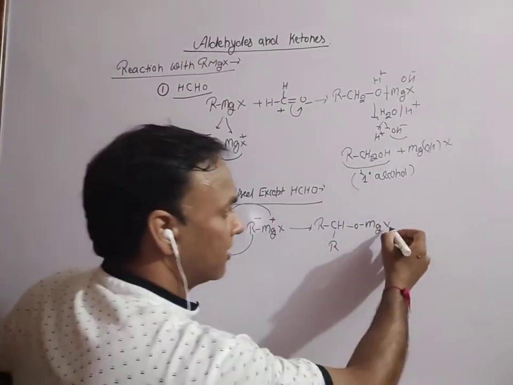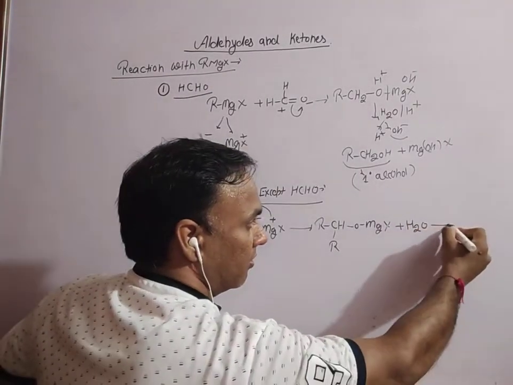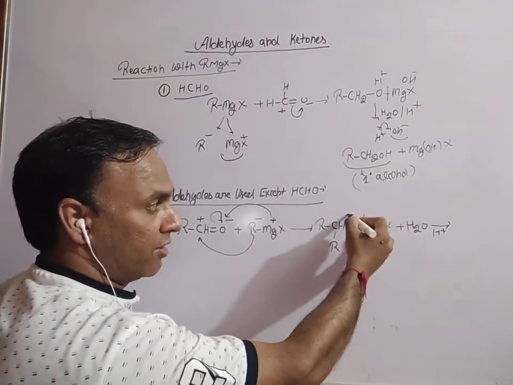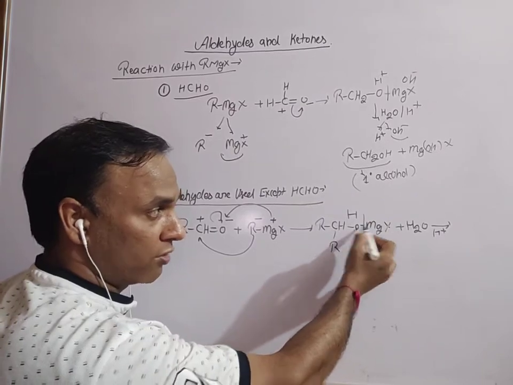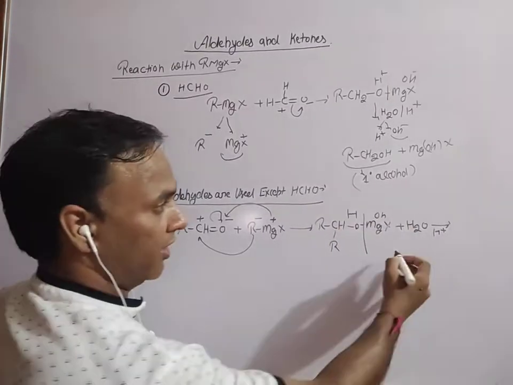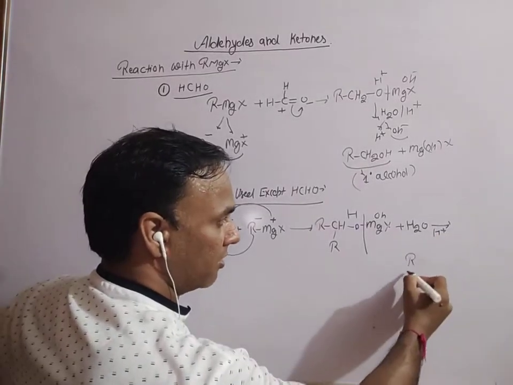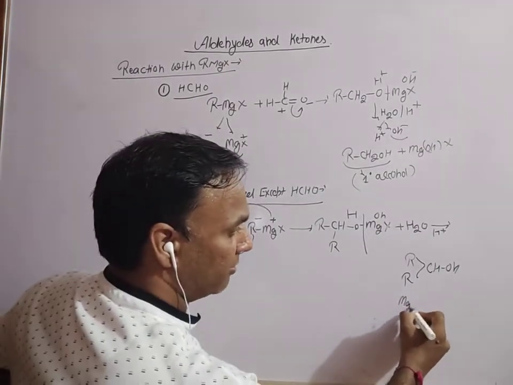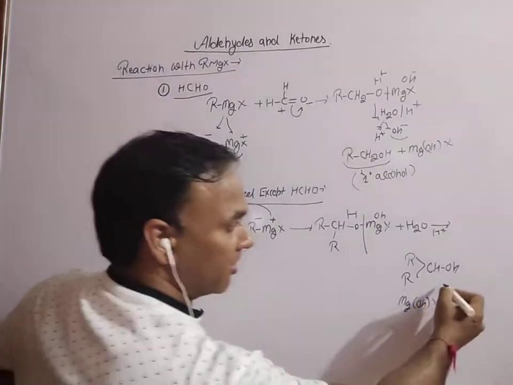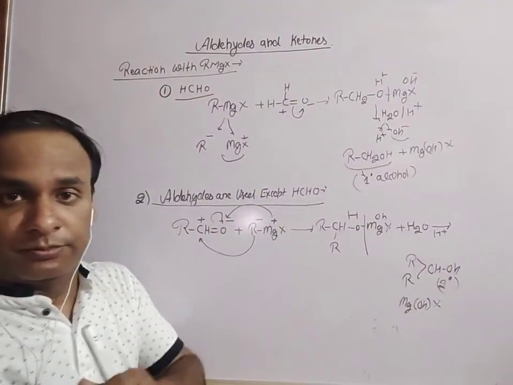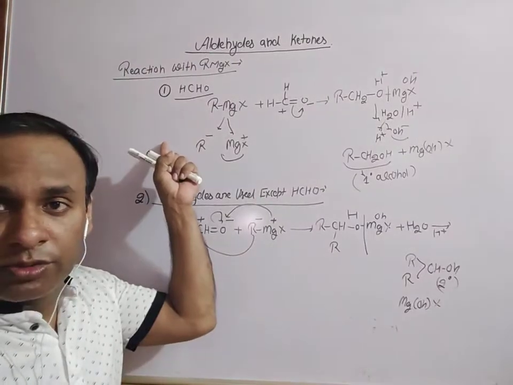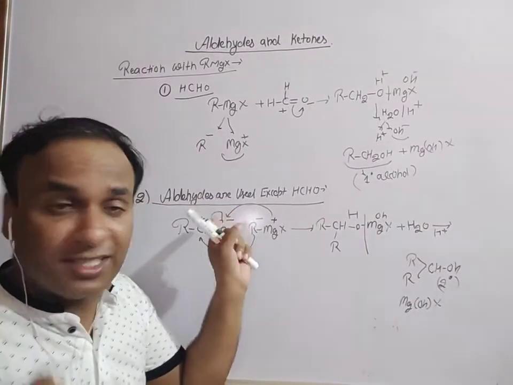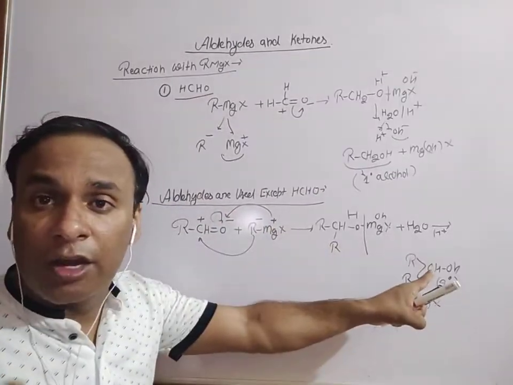And on hydrolysis in the presence of acidic medium, the bond is broken between oxygen and magnesium. So hydrogen goes to the side of oxygen and OH to magnesium. So it gives RCHOH and Mg(OH)X, and this is called 2 degree alcohol. Now listen, when formaldehyde is used, then we get primary alcohol. When any other aldehyde is used except formaldehyde, then we get secondary alcohol, 2 degree alcohol.